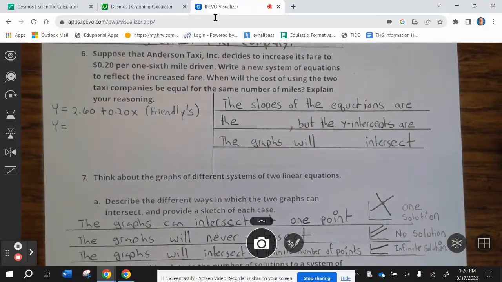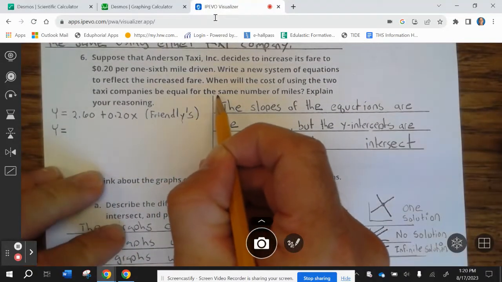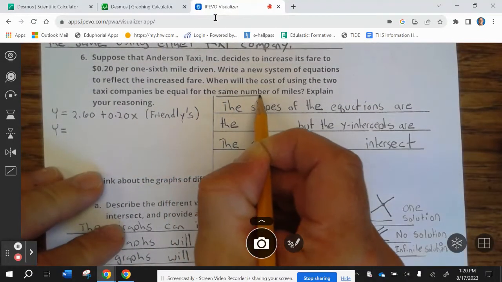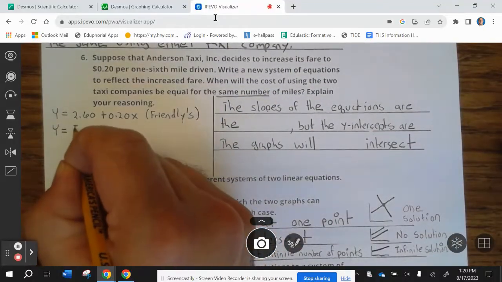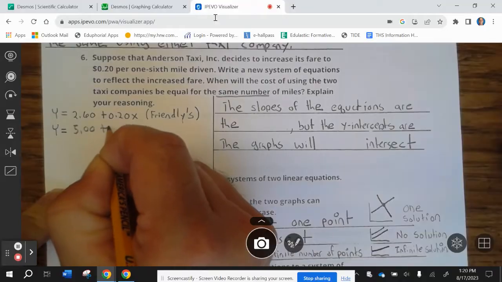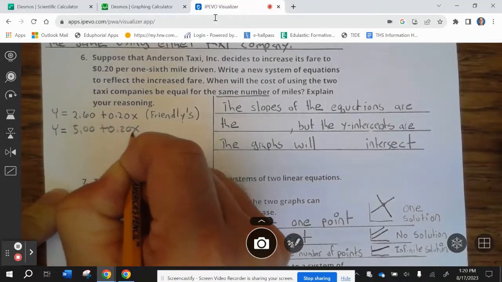Suppose that Anderson Taxi decides to increase its fare to 20 cents per mile driven. Write a new system of equations to reflect the increased fare. When will the cost of using the two taxis be equal for the same number of miles? Well, Friendly's is the same, but now Anderson's is going to be 5.00 plus 0.20x, and that's Anderson's.